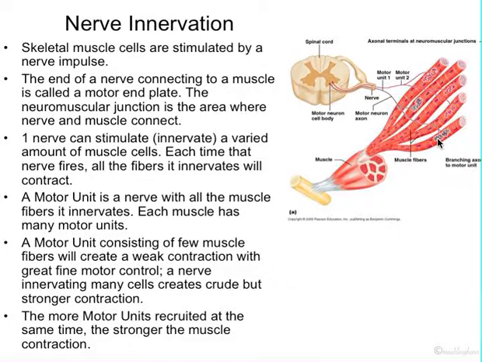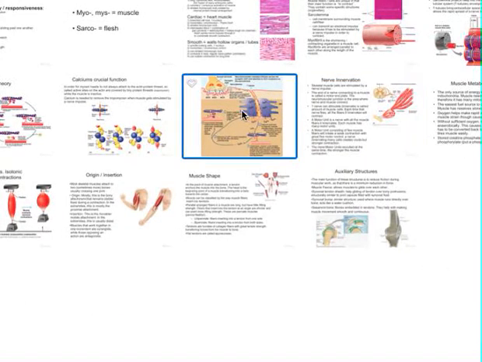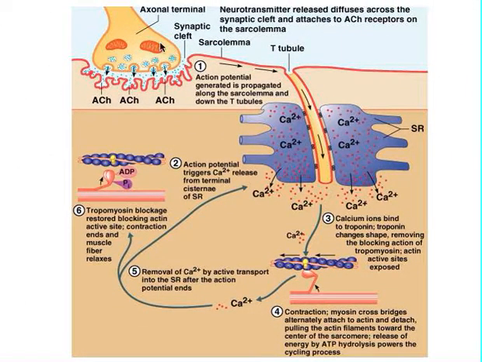The neuromuscular junction is an area where the nerve and muscle connect. So that's these. We saw that actually right on this slide over here. Sorry about this. Right here, this is the neuromuscular junction.